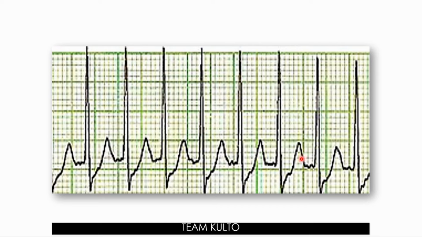Inverted P waves are sometimes seen after the QRS complex. These are called retrograde P waves. There's actually several types of your SVT. Nandiyan na yung atrioventricular nodal reentrant tachycardia, yung AVNRT. Nandiyan na rin yung AVRT, atrioventricular reciprocating tachycardia, atrial tachycardia.